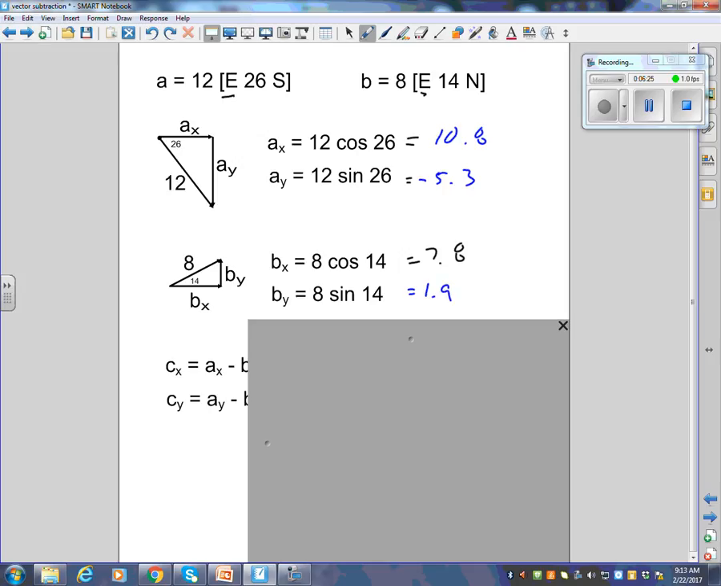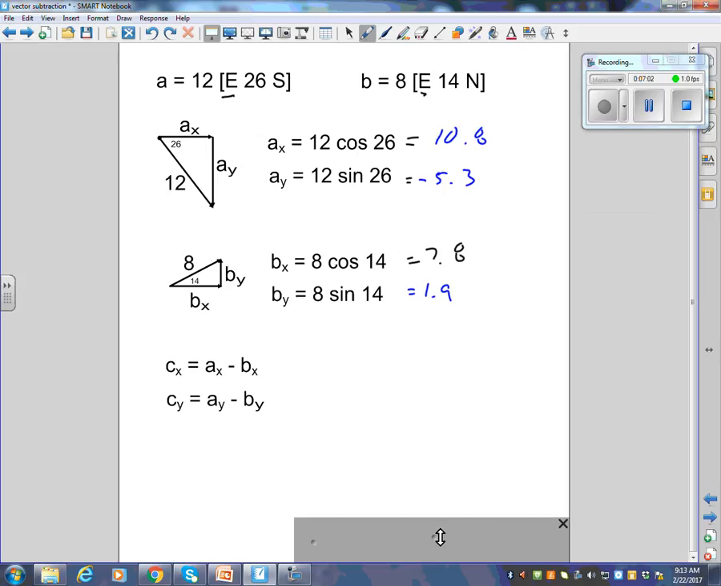Okay, so same steps as yesterday. Find the x and y components. And then the step yesterday was to add the components. But because this is a vector subtraction question, what are we going to do? We're going to subtract them. That is literally it. So cx, right? Our answer, vector c, cx is going to be ax minus bx. So that's going to be 10.8 minus 7.8. And cy is going to be equal to ay minus by, minus 5.3 minus 1.9.